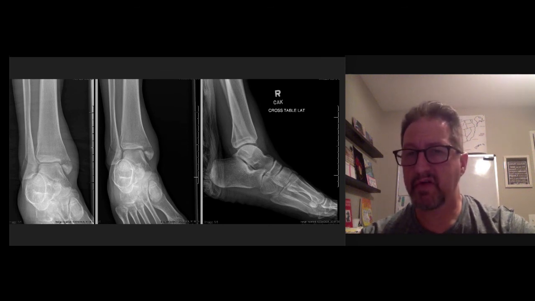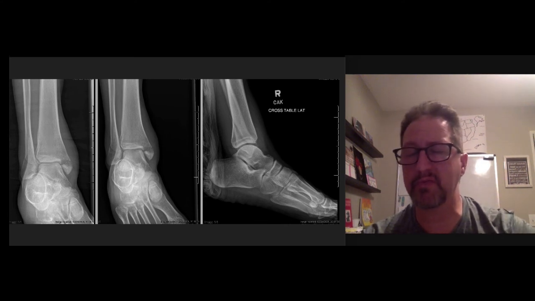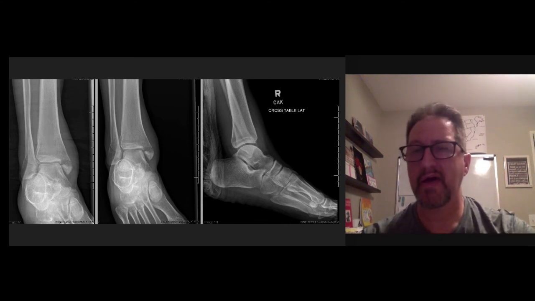Okay, so here's a hint. If you see a spiral oblique fracture of the fibula that starts at the level of the ankle joint, and you see a medial malleolar fracture, the patient has to have an SER4 fracture, period, always, at least according to Lauge-Hansen.